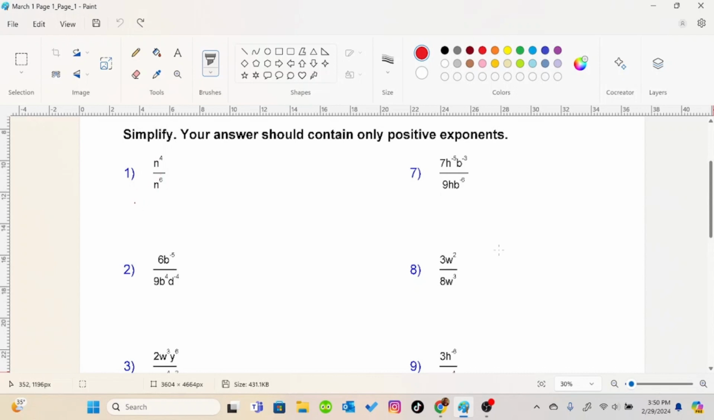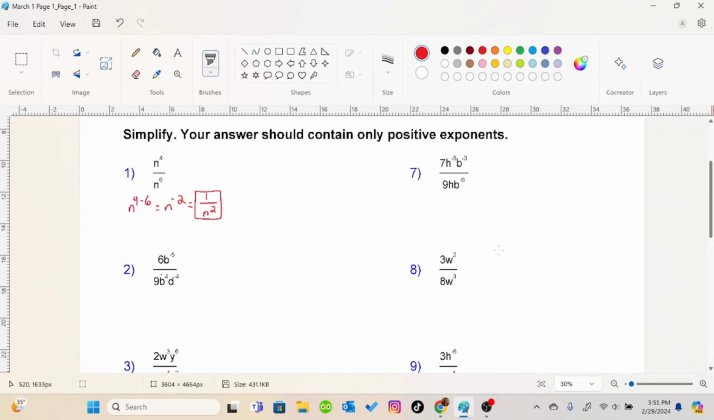So for number 1, this becomes n to the power of 4 minus 6. And 4 minus 6 is negative 2. So we have n to the power of negative 2. But they want our answers to only have positive exponents. So we need to transform this into 1 over n squared. And that's our answer. Because negative exponent means the inverse, so that would be 1 over n squared.